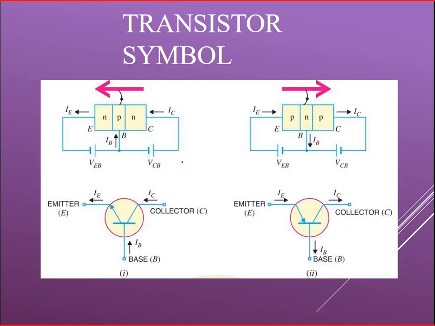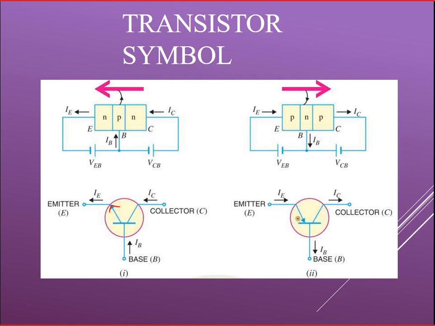So these are the working principles, and here they are representing the current direction. IC will be coming in this direction and IB will be coming in this direction, and the total current IE is equal to IB plus IC. So if you look here, IC is equal to IE minus IB. And like I said, the arrow mark represents the current flow.